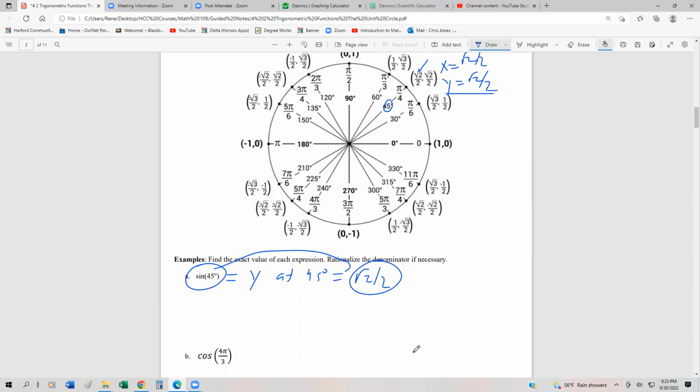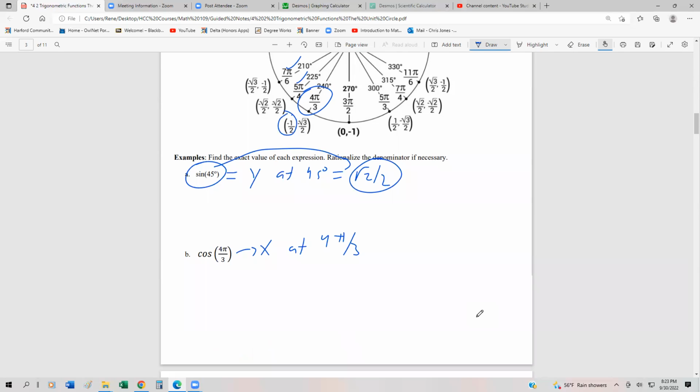We remember that the cosine is the x coordinate at 4 pi over 3. So we're going to go into our unit circle. Okay, so we just look around and we're going to look at all the radian measures, and finally we get to 4 pi over 3. Then we notice that the x-coordinate is -1/2. And so this would be -1/2.